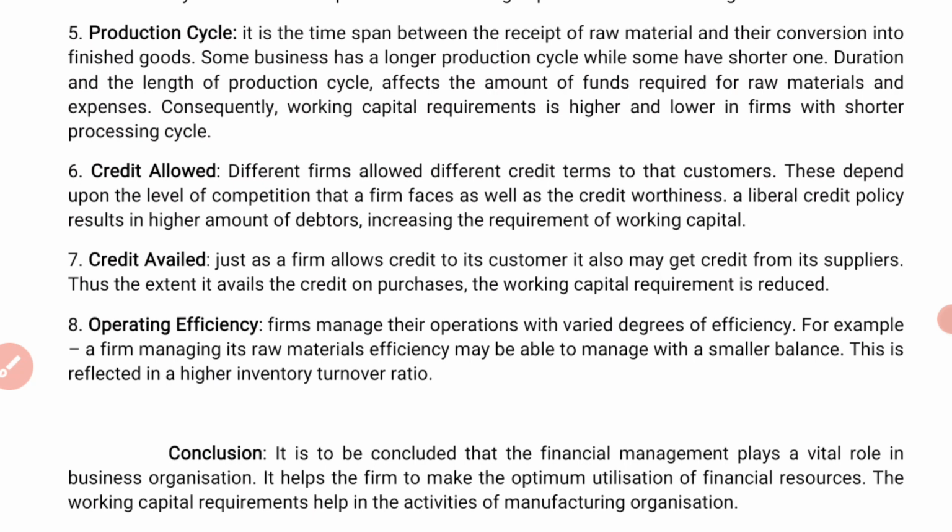And the last one is operating efficiency. The next factor affecting working capital is operating efficiency. Firms manage their operations with varied degrees of efficiency. For example, a firm managing its raw materials efficiently may be able to manage with a smaller balance. This is reflected in a higher inventory turnover ratio. So these are the 8 important factors which affect the working capital requirements.